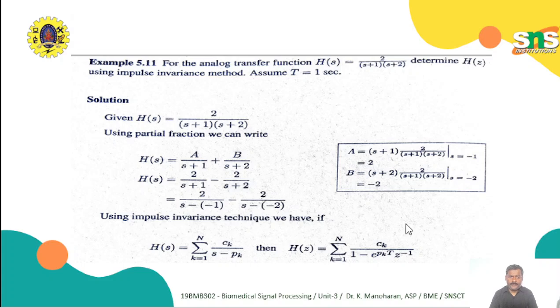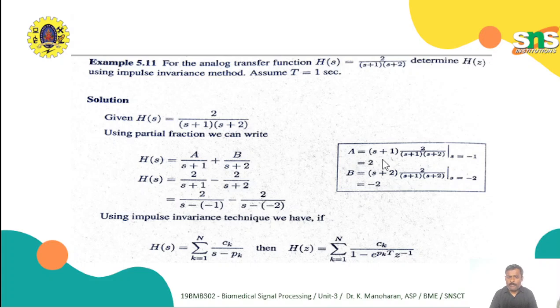Look at the given problem. For the given analog transfer function H(s) equals 2 divided by (s plus 1)(s plus 2), determine the H(z) using the impulse invariance method. Here the analog filter design is already completed. They have given the final result of the analog filter H(s), so they just ask you to find H(z) using this impulse invariant method. First, given H(s) equals 2 divided by (s plus 1)(s plus 2), I can use the partial fraction method to find the values. So I am taking H(s) equal to A divided by s plus 1 plus B divided by s plus 2, which equals 2 divided by (s plus 1)(s plus 2).